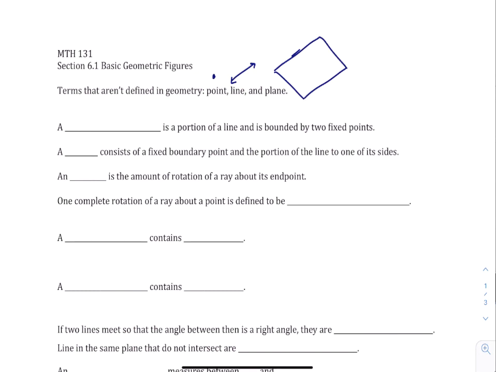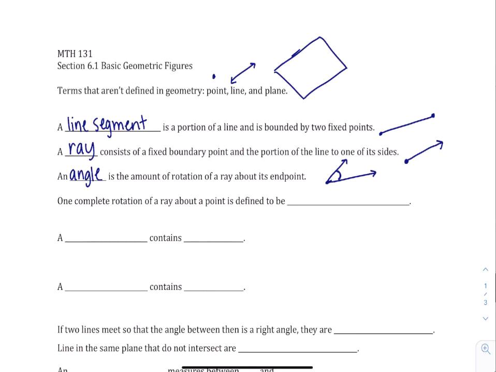We can define a line segment as being a portion of a line that's bounded by 2 fixed points. So you've got 2 points, you have the line segment between them. Then we can define a ray as a fixed boundary point and the portion of the line to one of its sides. And then we can talk about an angle as the amount of rotation of a ray about that endpoint. And so your angle is going to be that rotation in between.